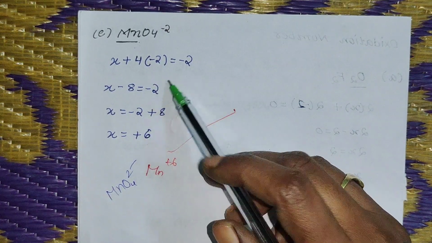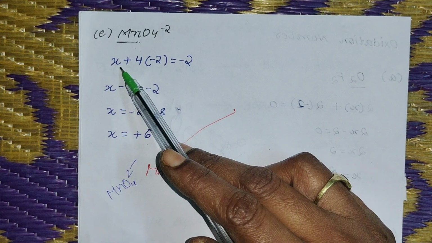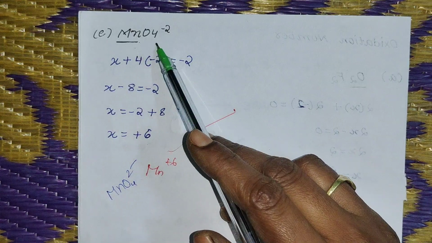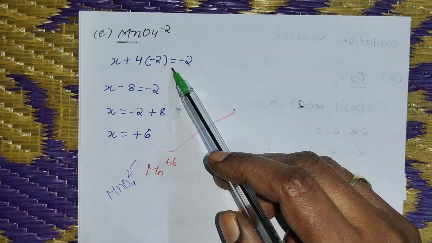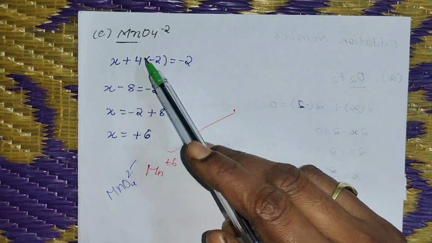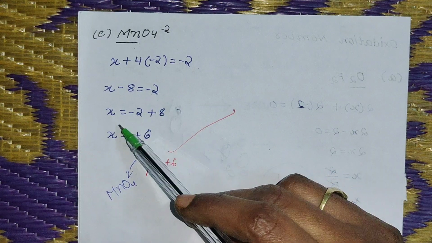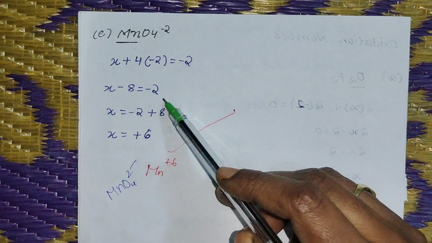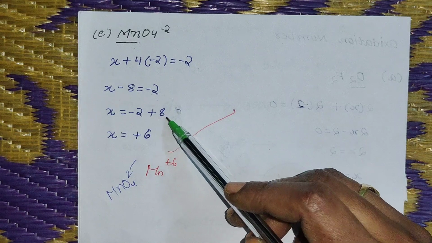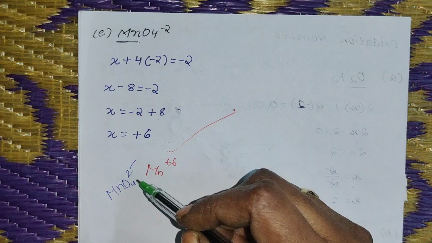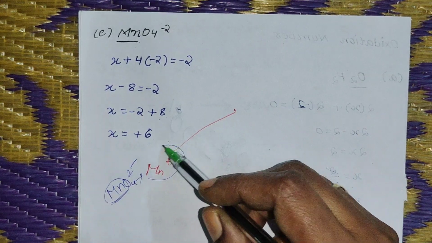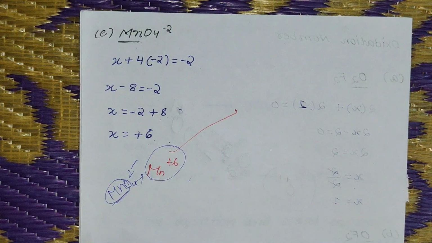Do you have any doubt? In the place of Mn, we take X, as we have to find it. Oxygen has minus 2 charge, 4 oxygens, and the whole ion has minus 2 charge, so we write X minus 8 equals minus 2. X equals minus 2 plus 8, which is plus 6. In permanganate, the manganese oxidation state is plus 6. Like this we have to find the oxidation charge of any kind of atom. These are some of the questions.